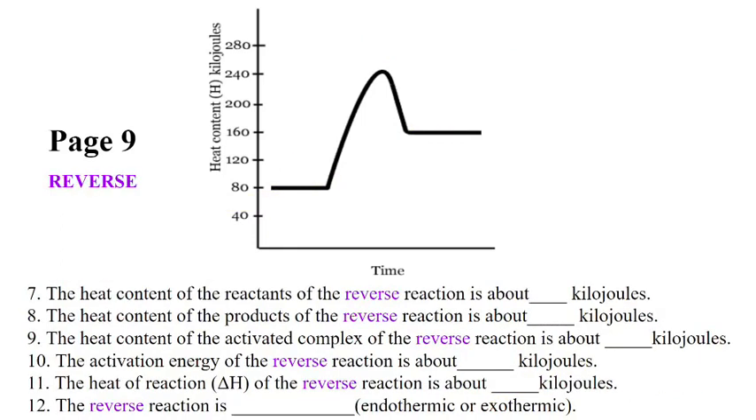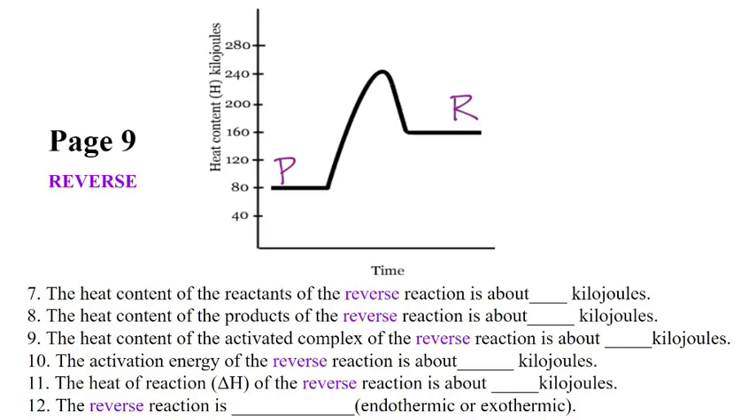Now, when we flip things to the reverse reaction, I'm going to use purple here to show this difference. The reverse reaction is going in the opposite direction. So the thing we're starting with, our reactants for the reverse reaction, are where our old products were. And our products of the reverse reaction are where the reactants used to be in the forward reaction.